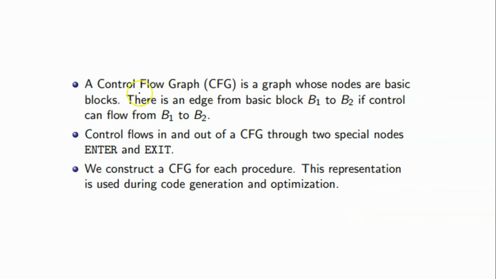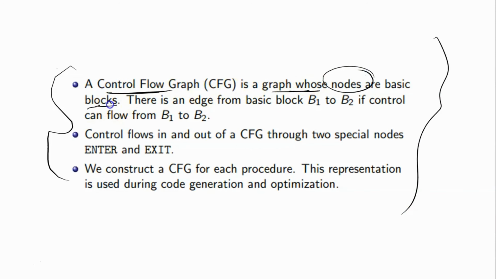And so this is your final summary. A control flow graph is a graph in which nodes are basic blocks, and we have an edge from basic block B1 to B2 if there is a possible control flow from B1 to B2. We have 2 special nodes, enter and exit.